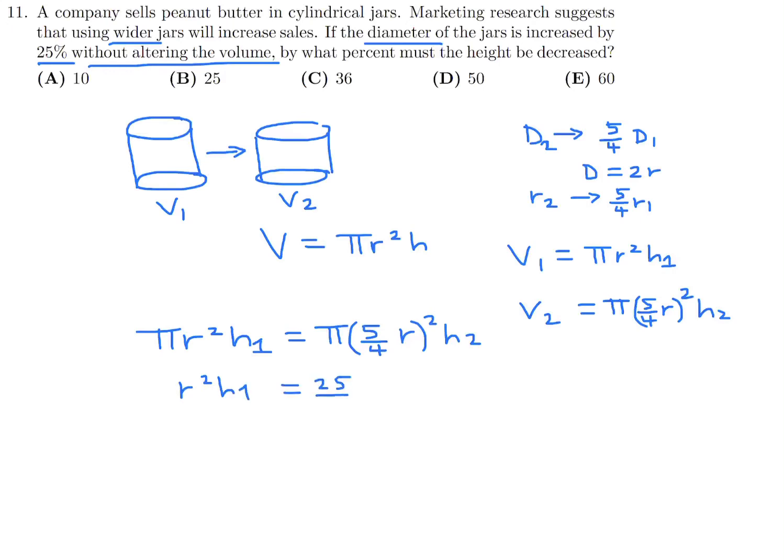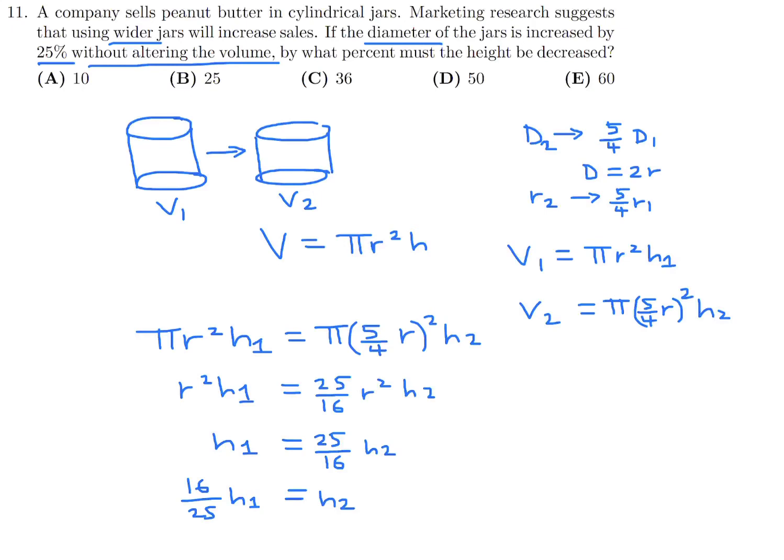25 over 16 r squared, like that. Okay, now I'll cancel out the r's, and we just get left with H1 is equal to 25 over 16 H2. So that basically means that H2 is 16 over 25 times H1. So that means that H2 is going to be 16 divided by 25 times H1.